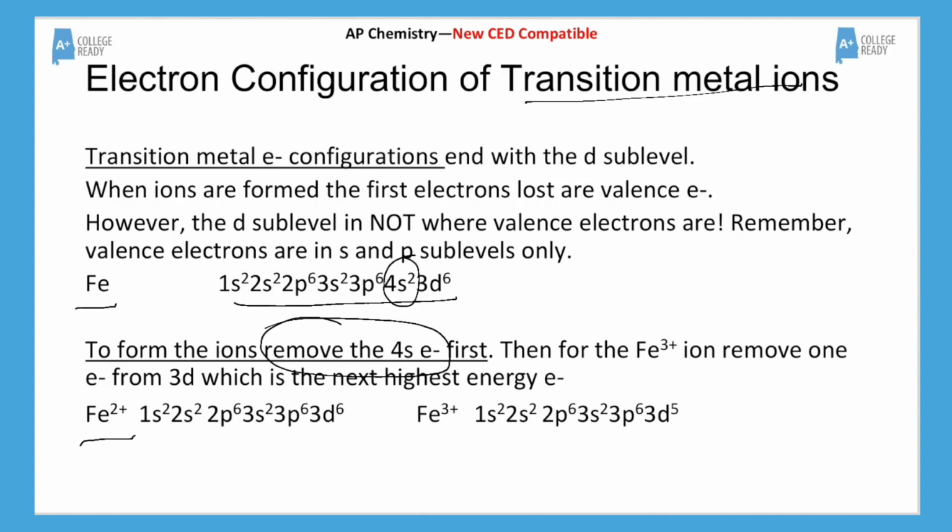Okay, because the 4s electrons actually take less energy to remove, and that's why they're removed first. Now, if we need to form the Fe3+ ion, 3 electrons have to be removed. So after the 4s electrons are removed, we will remove the third one from the d orbital. Okay?